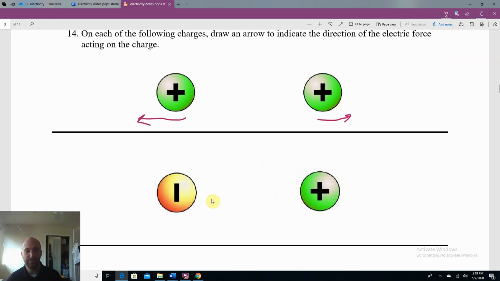Here, I apologize for the sideways negative. I'm not sure what happened there. But we've got a negative and a positive. Are they attracted to one another or repelled from each other? Well, these are opposite charges. So they're going to move towards each other. The negative is going to move this way, towards the positive, and the positive will move this way, towards the negative. They're attracted to one another.